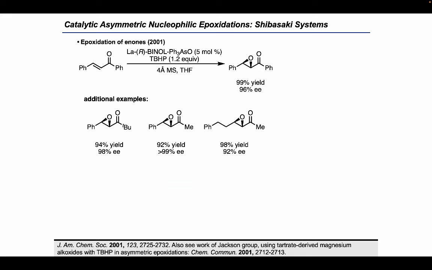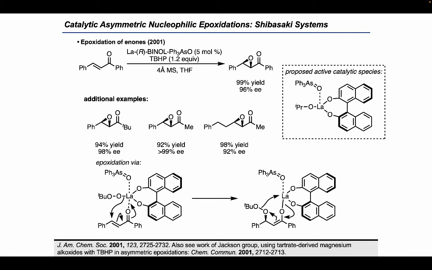It's also worth looking at the nucleophilic epoxidation systems of Shibasaki. In 2001, it was shown that lanthanum-BINOL triphenylarsine oxide complexes are capable of epoxidizing enones in a highly enantioselective fashion using tert-butyl hydroperoxide. It was demonstrated that both the phenyl groups in the example with chalcone shown at the top could be replaced with alkyl substituents, as we see in the additional examples shown below.